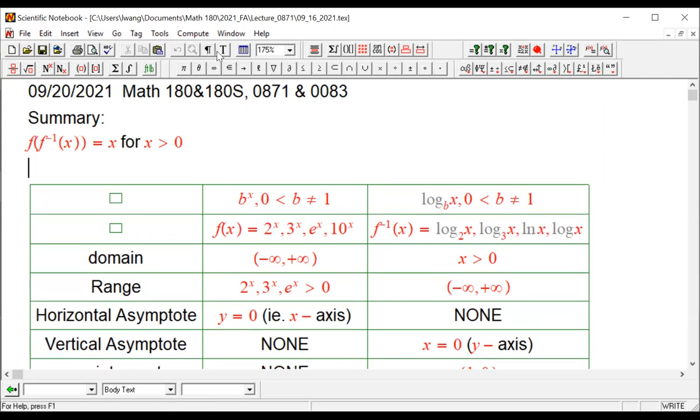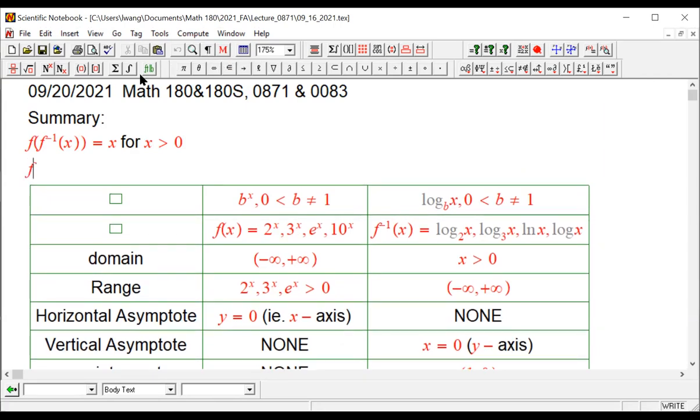Okay, and the next one will be f of inverse of f of x. And that's going to be equal to x. And this f is the exponential function. The exponential function has a domain of all real numbers. Therefore, this x is going to be from the domain right here.